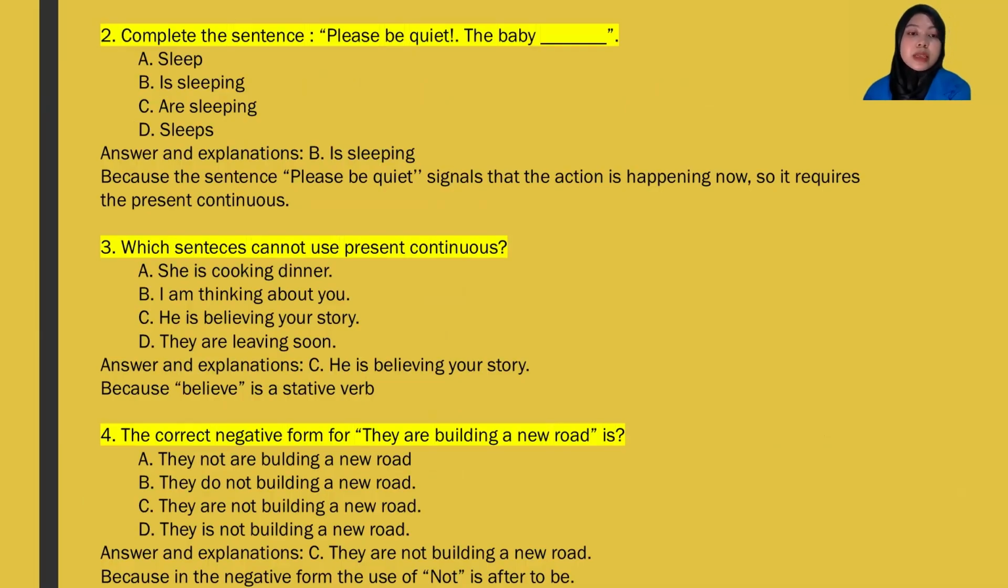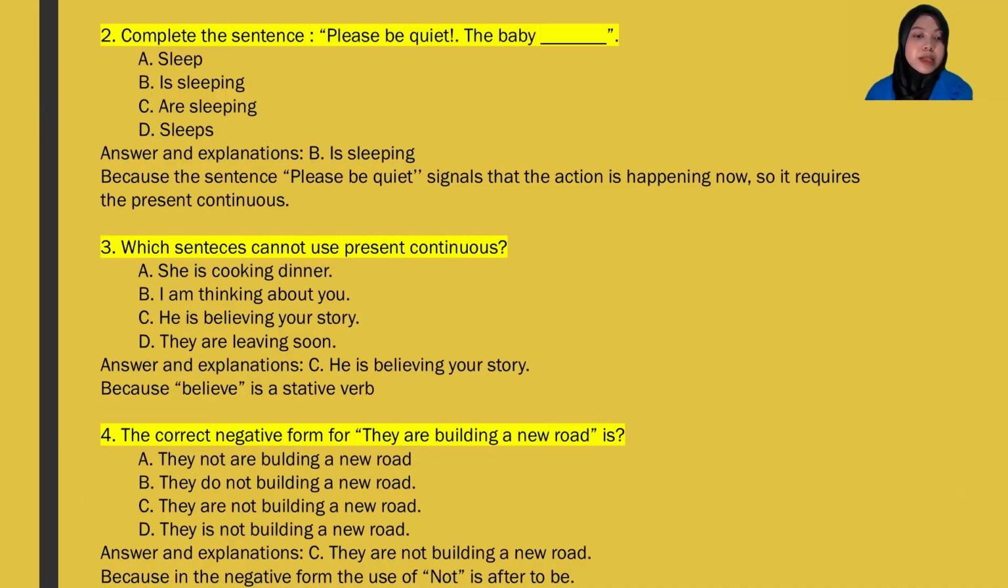Number three, which sentence cannot use present continuous? A. She is cooking dinner. B. I am thinking about you. C. He is believing your story. Or D. They are leaving soon. The answer and explanation is C. He is believing your story, because believe is a stative verb.